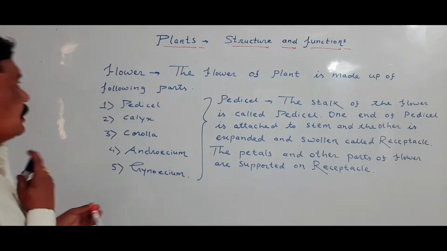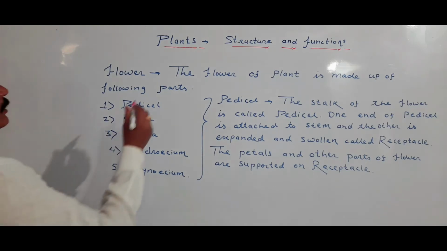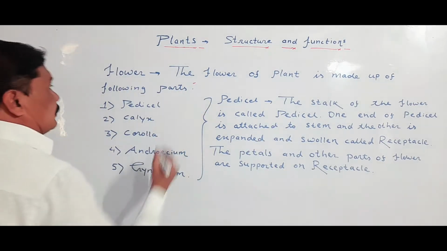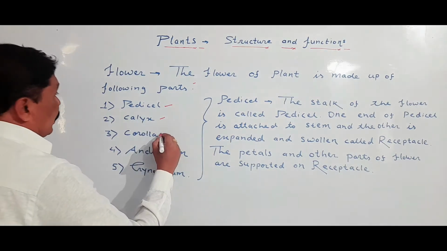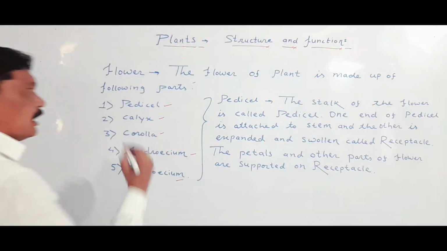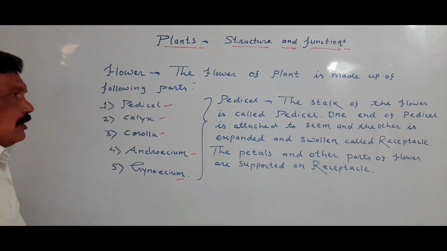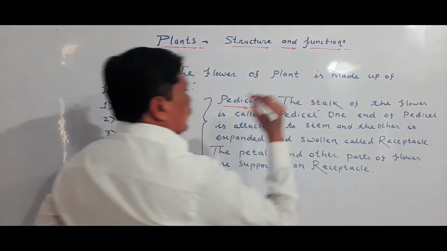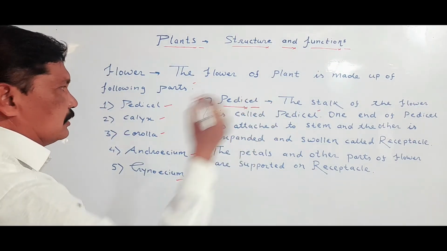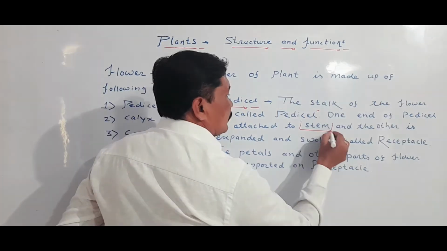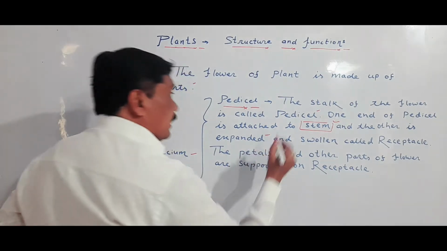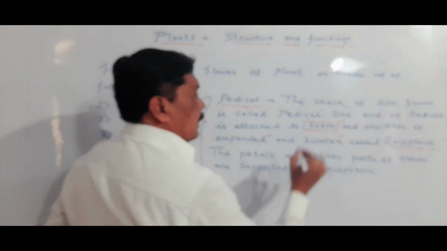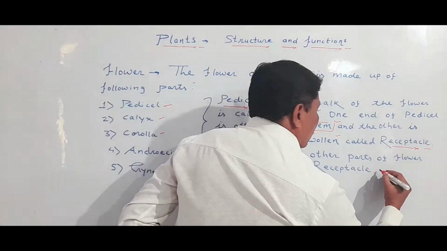One more time, we will have brainstorming over flower. My dear student, the flower of a plant is made up of different parts: pedicel, calyx, corolla, androecium, gynoecium. Let's study pedicel. The stalk of a flower is called pedicel. One end of pedicel is attached to the stem and the other is expanded and swollen, and it is called as receptacle. The petals and the other parts of the flower are supported on the receptacle.